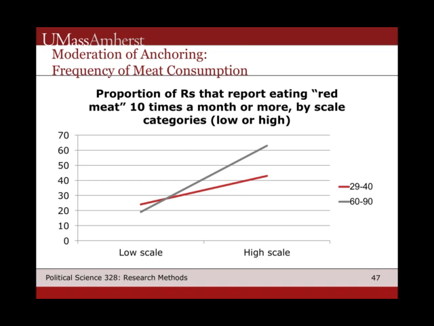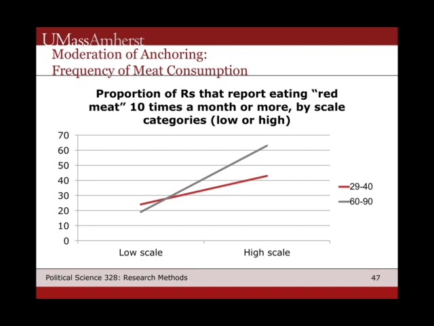So interestingly, though, there are things that can moderate this anchoring effect. In this case, you have, for example, a low scale or a high scale, right? Very much like the previous question, but this is a proportion of respondents that report eating red meat 10 times a month. And what you can see is that for these younger respondents who don't tend to eat meat all that frequently, they aren't as affected by the scales because they're a little bit more aware of how often they actually eat meat. It's an easier thing to calculate.